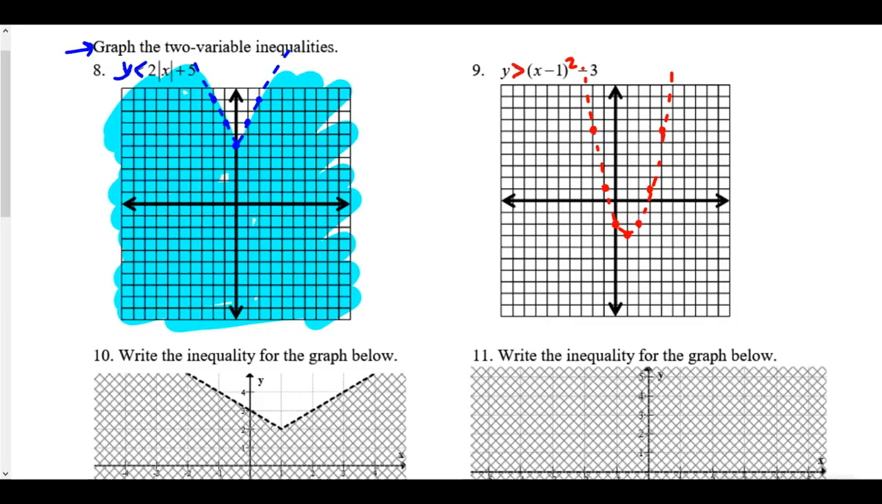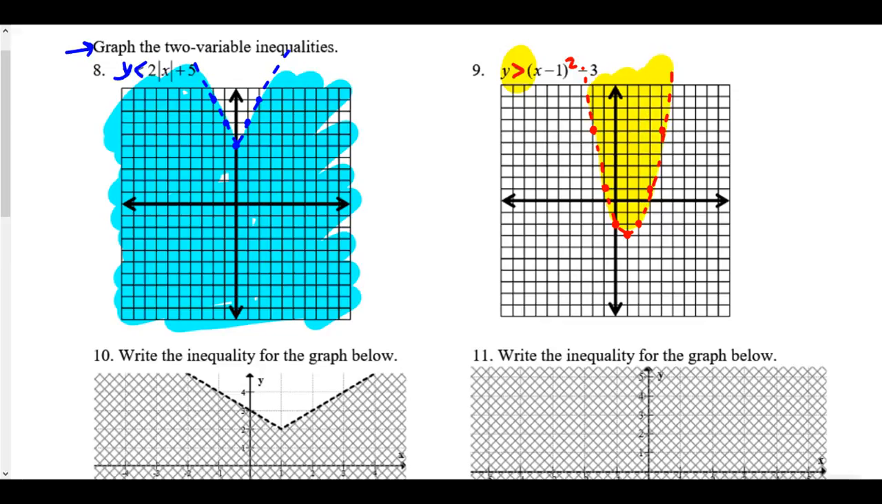And when I'm shading, I am shading a greater than. So greater is going to be up. So I pick any point on the curve and go up. And this one, the whole inside of this U shape is shaded.